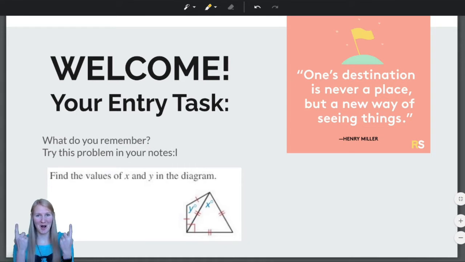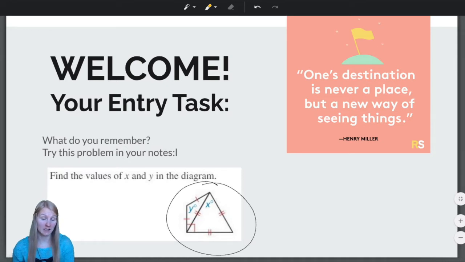You know what to do. Pause the video, try this problem in your notes, and then unpause it to do it with me. Okay, find the values of x and y in the diagram.